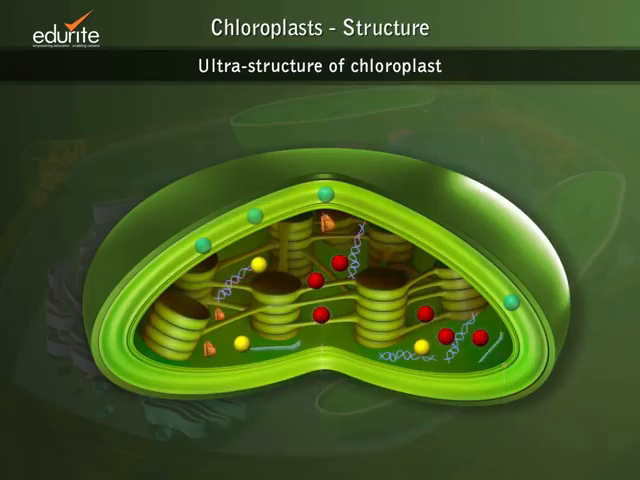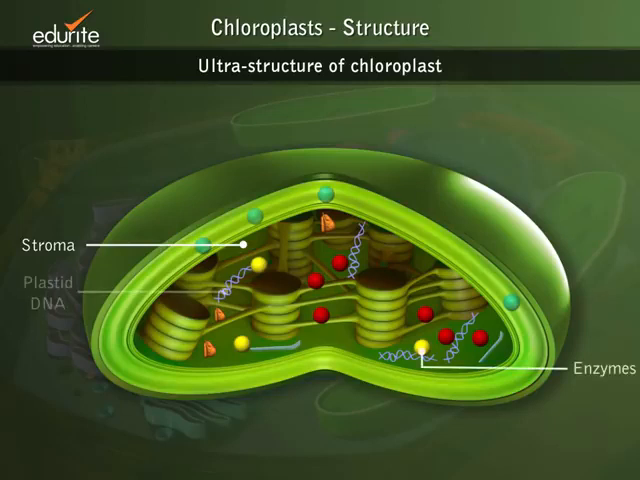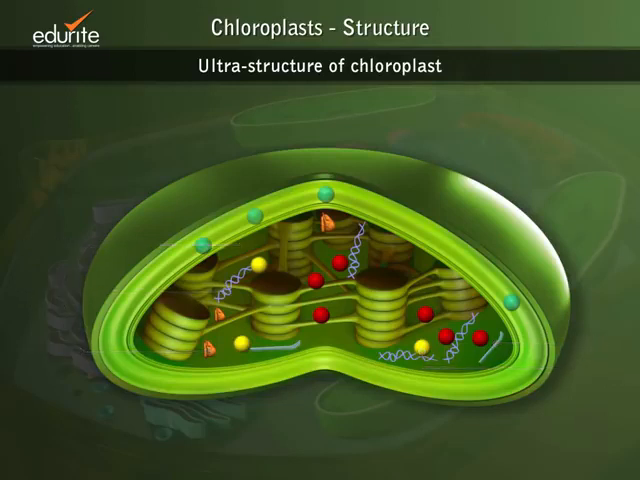The inner membrane encloses a protein-rich ground substance called stroma. The fluid in the stroma contains a host of enzymes, plastid DNA, RNAs, and ribosomes. Within the stroma is another membrane system called the thylakoids. The three-membrane system divides chloroplasts into 3 distinct internal compartments.